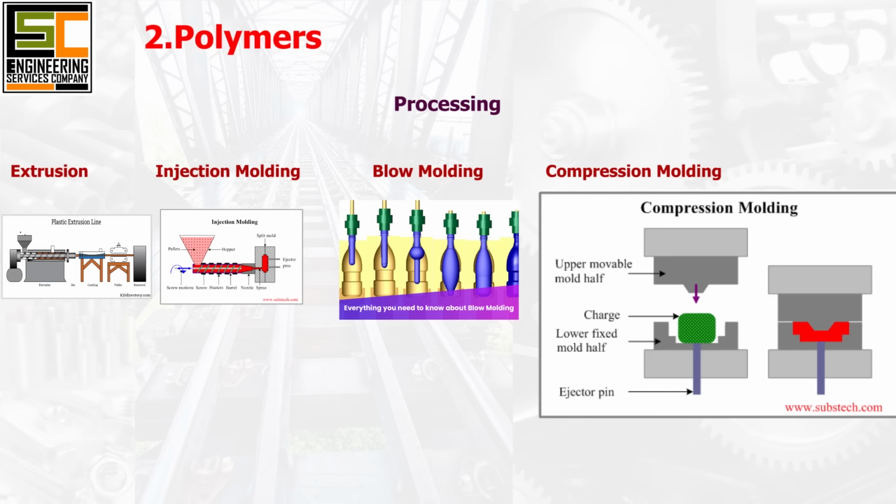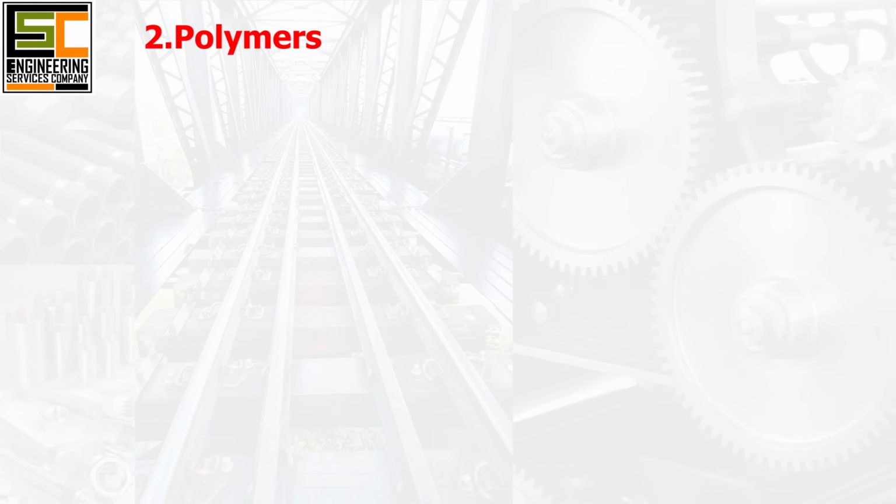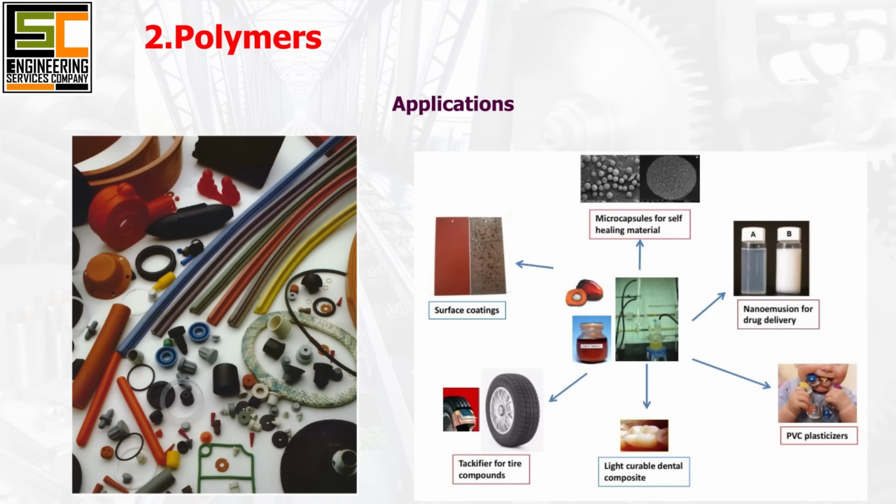3D printing, additive manufacturing, used for rapid prototyping and production of customized parts and products. Applications. Polymers are ubiquitous in modern society and find applications in numerous industries, including packaging, for example, plastic bags, bottles, containers. Automotive, for example, interior components, bumpers, tires.